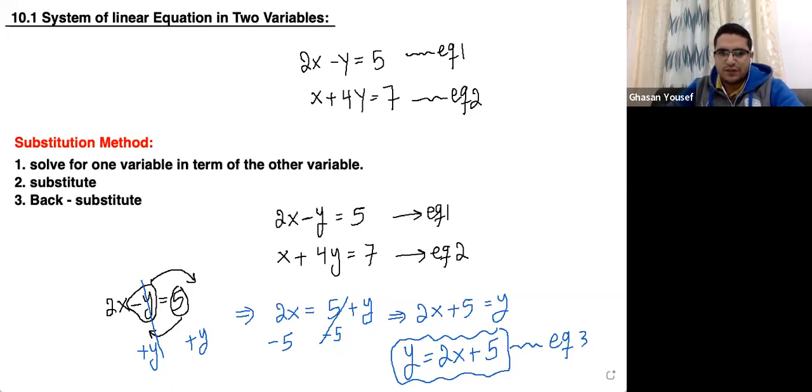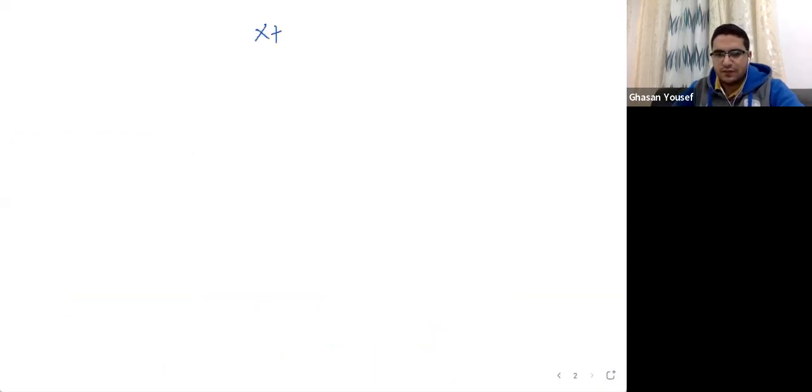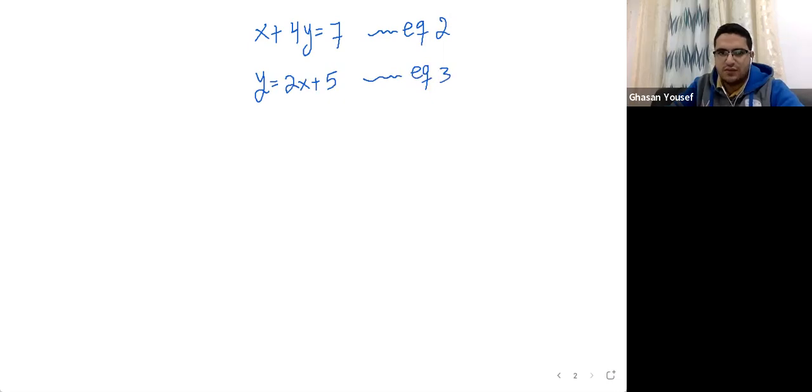Now substitute, step number 2. This is step number 1. Substitute means I'm going to substitute equation number 3 inside equation number 2. My equation number 2 is x plus 4y equals 7, and equation number 3 that I solved is y equals 2x plus 5. Then I have to solve the equation in one variable.